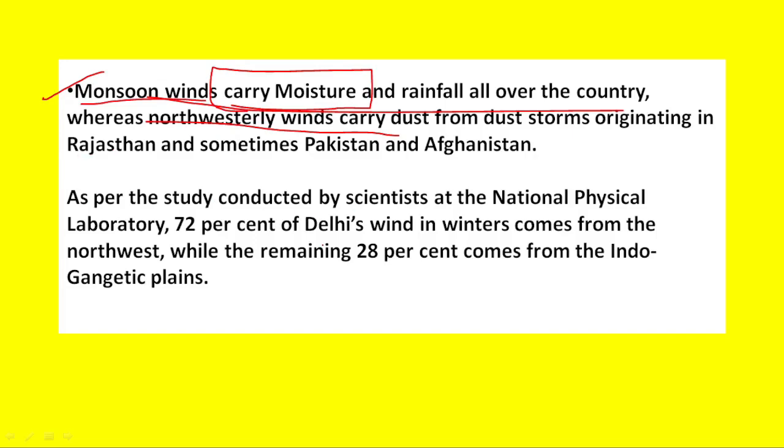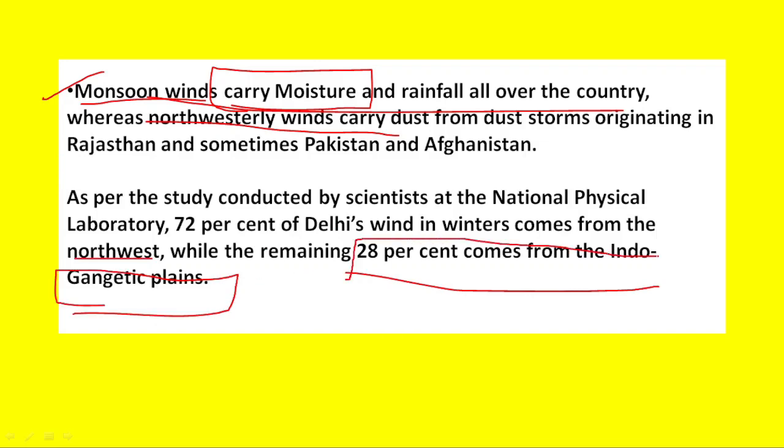And as per the survey, 72% of Delhi's winds in winter come from the northwest, and 28% come from the Indo-Gangetic plains. So there is less moisture-ridden air and more of the northwest winds. Also, India, and Delhi especially, has become a gas chamber in which people are dying, elders are suffering, and the children are getting punished.